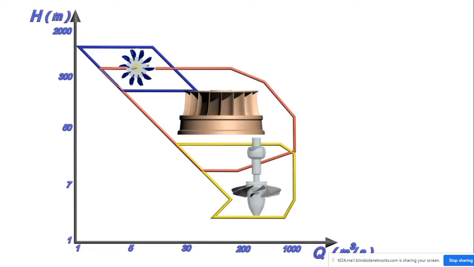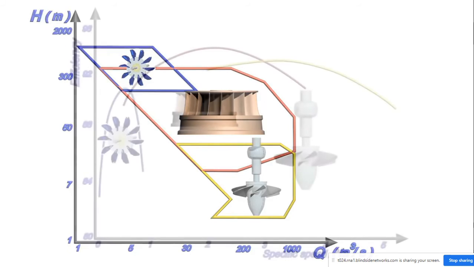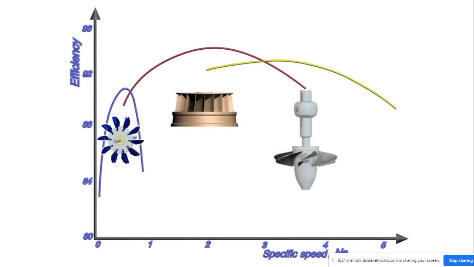It is obvious that Francis turbine covers a wide range of operating conditions, or they can work efficiently in a wide range of operating conditions. This is why Francis turbine is the most preferred hydraulic turbine. If you use a turbine out of its recommended operating range, it will work, but less efficiently.